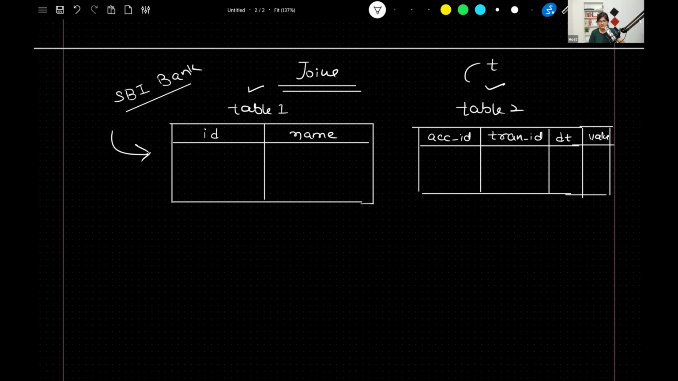So this is a transactions table, which is taking care of all the transactions happening with respect to specific accounts. And this is table 1, which is the accounts table, which is just holding two values: the ID of the account and the name of that account, the person who has the account created, right?